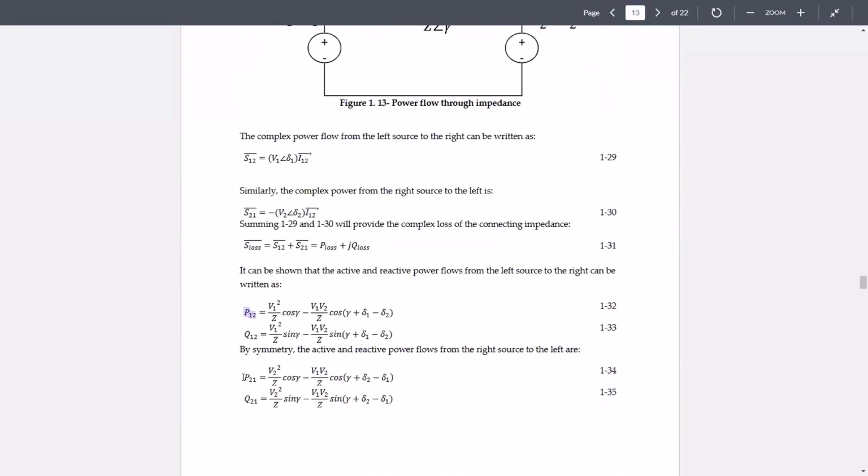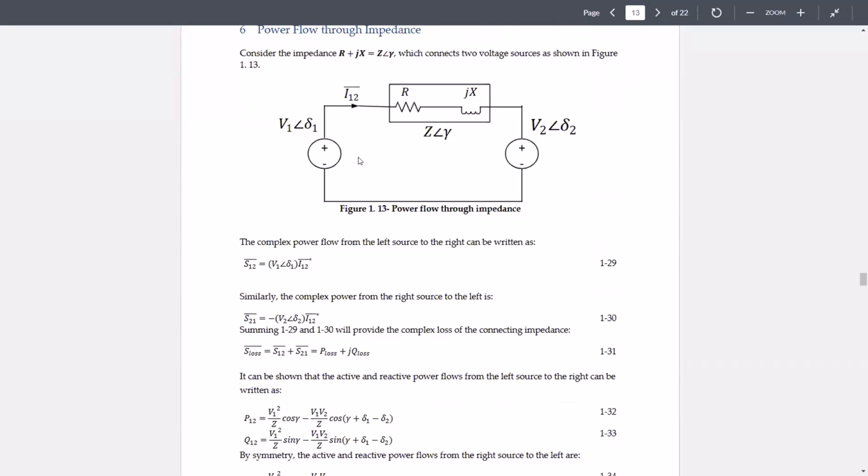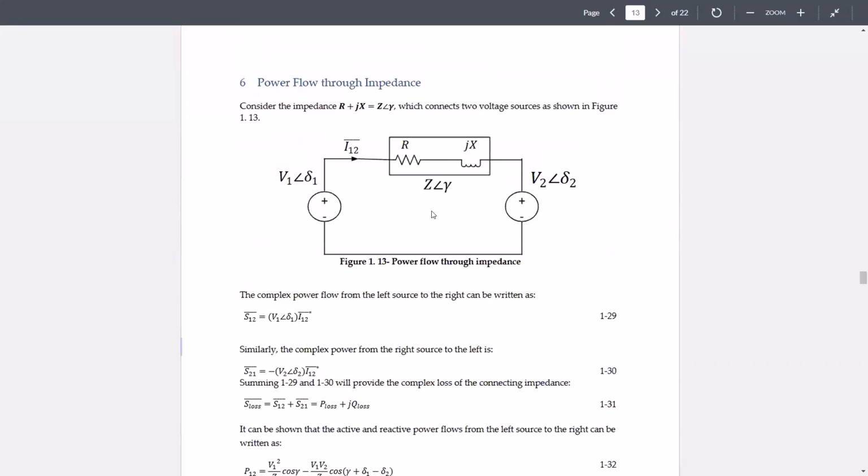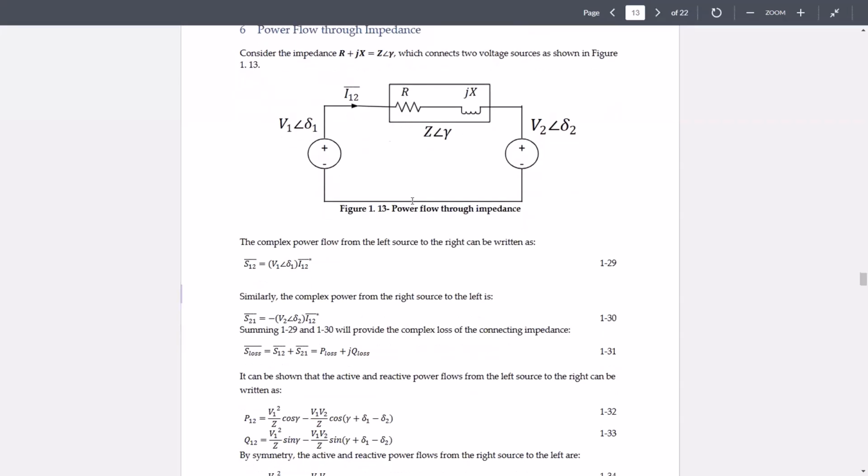P12 plus P21 becomes the active power losses in this path. If you add up Q12 and Q21, that becomes the reactive power loss in this path. Okay. Now, if R is 0, what would be the active power loss in this path? No losses. Losses would be 0, correct.